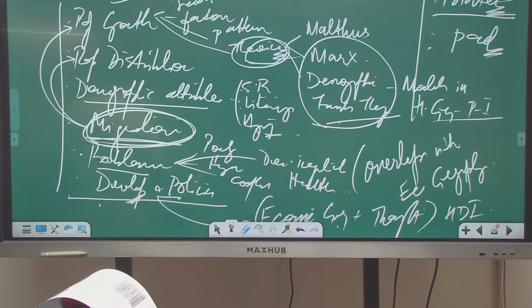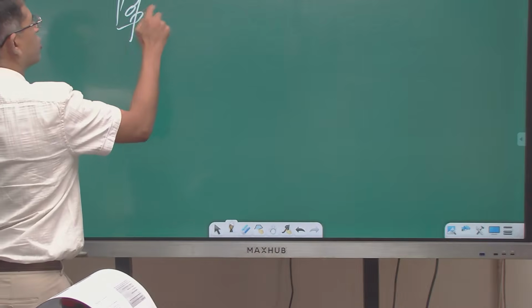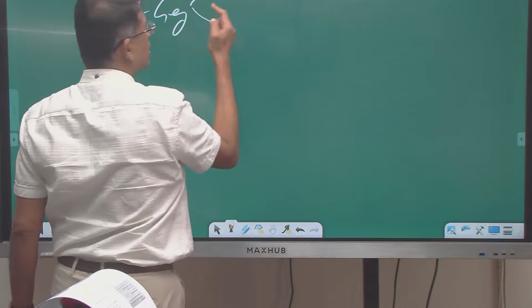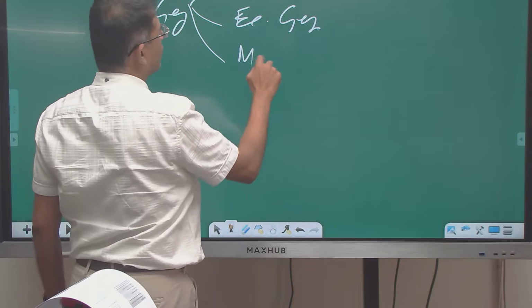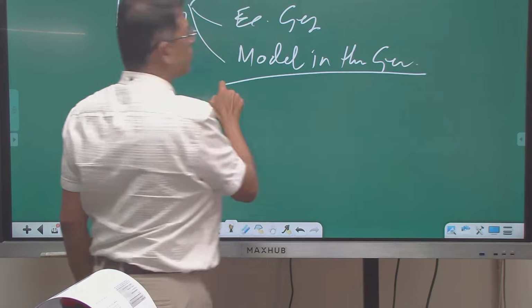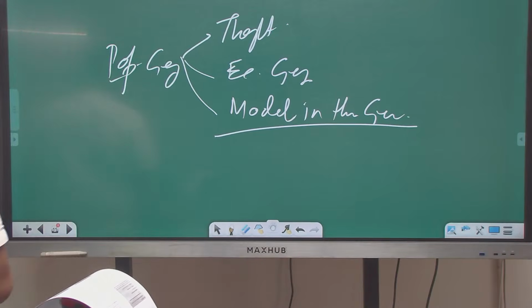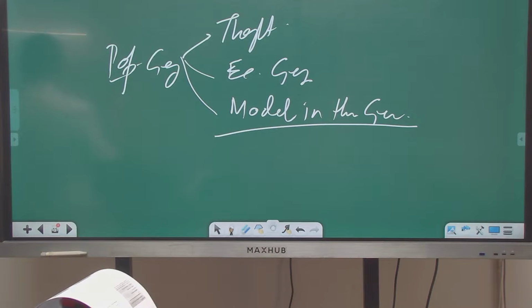All done? So your population geography has overlap with geographical thought. It has overlap with economic geography. It also has overlap with models in human geography. ये तीनों साथ हम पढ़ाएंगे. This is how I will teach you in the class. Paper 2 में same things. Paper 2 has, ये लिख लो पहले, geographical thought, economic geography and models in human geography.